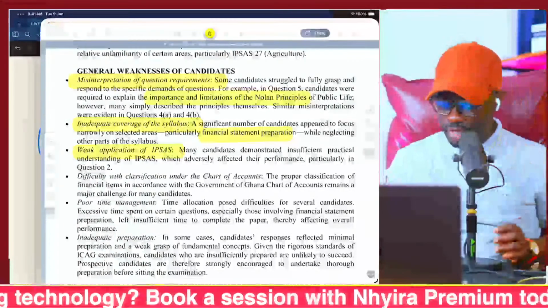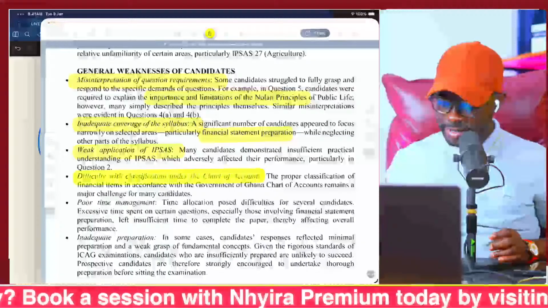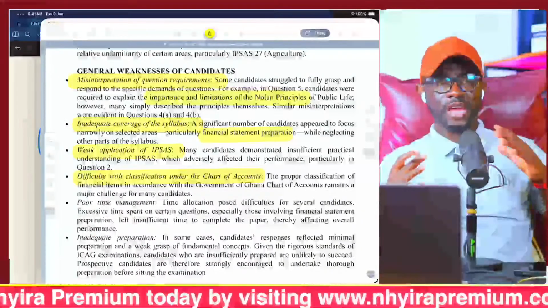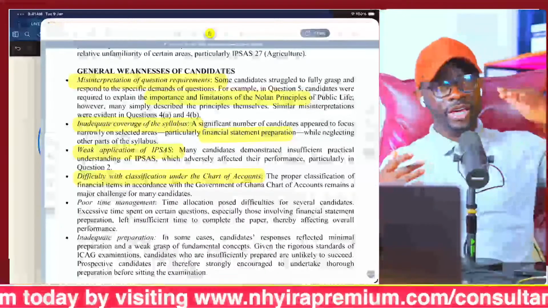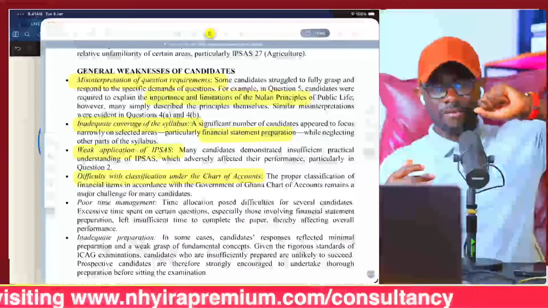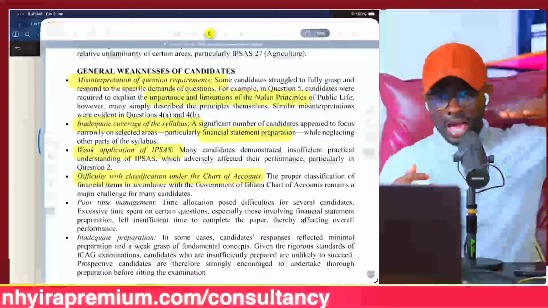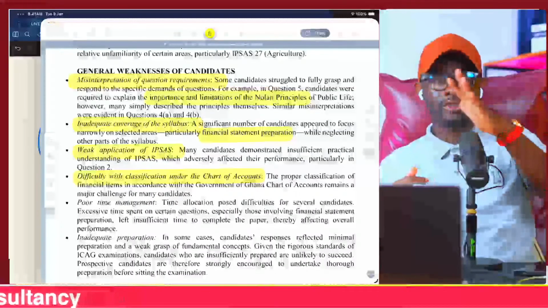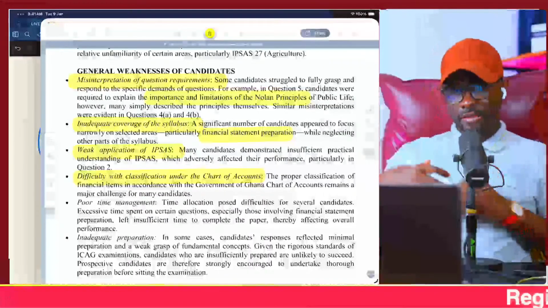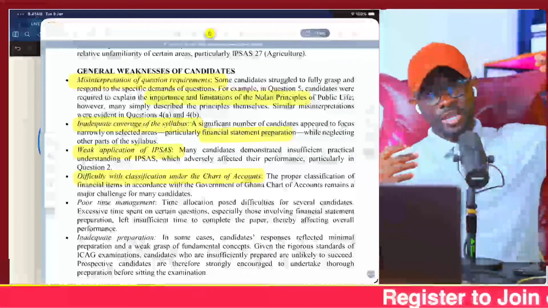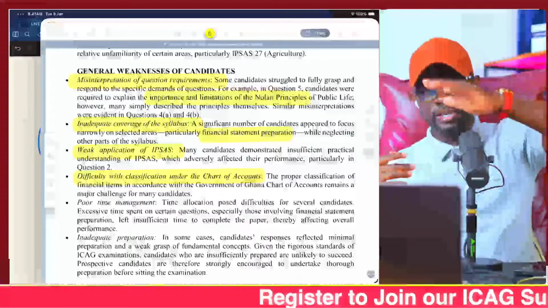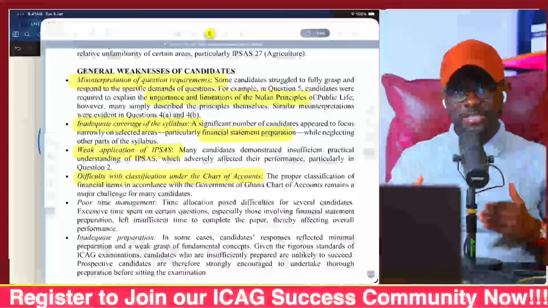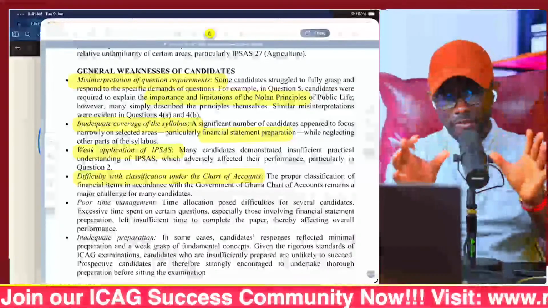Four, difficulty in classification under the chart of accounts. That's very important, because if you're in a covered entity, revenue is government decentralized transfers, IGF, non-tax, grants and donations, right? If you're in a central government environment, then you're talking about direct tax, indirect taxes, non-tax revenue, grants and donations. Then the expenditure classification. So you have to be mindful of this.